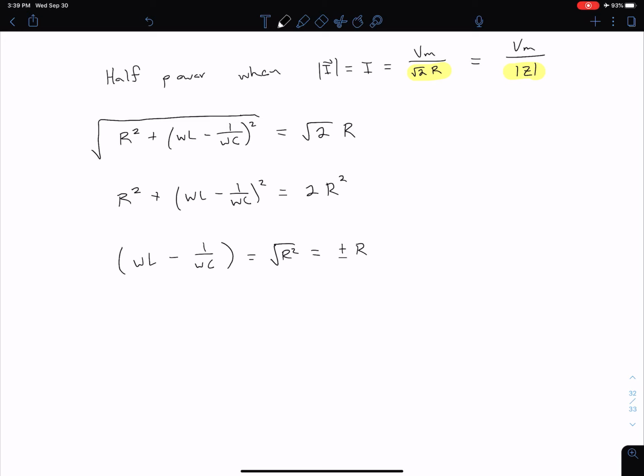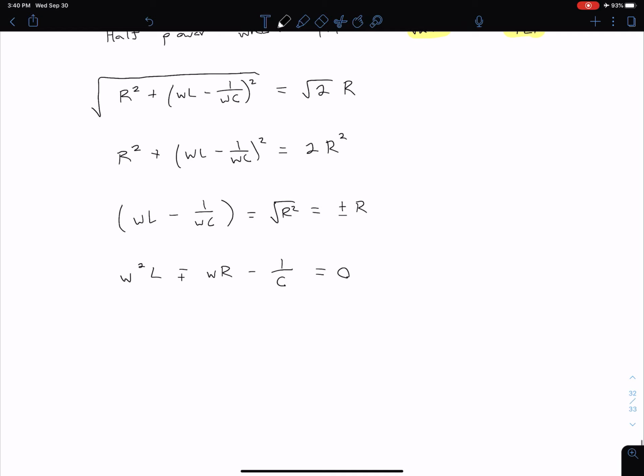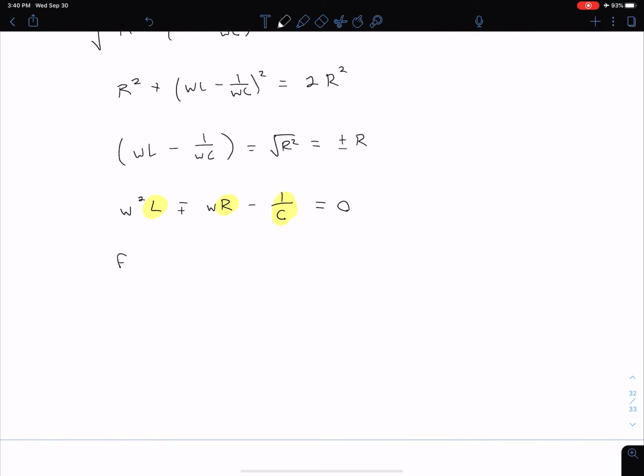Okay, so what we can do now is move this R over to the other side, so we have everything on the same side, and multiply through by omega. And that's going to give us omega squared times L minus plus omega times R minus 1 over C equals 0. And so what we see here is that this is a quadratic equation. So we have our A, our B, and our C values. And so this is going to give us 4 possible solutions, but only 2 of them physically make sense.